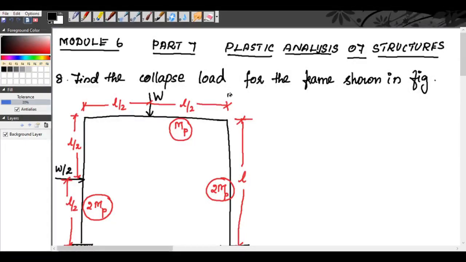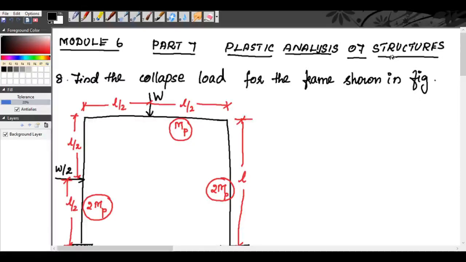Welcome everybody. So we are in our 7th class for module 6, that is plastic analysis of structures. In the previous classes we saw what is shape factor, what is plastic moment, what is elastic moment, what is plastic section modulus, what is plastic hinge, what are the different collapse mechanisms, and we saw a few problems on the determination of shape factor. Then we saw problems on how to determine the collapse load and plastic moment for continuous beams.